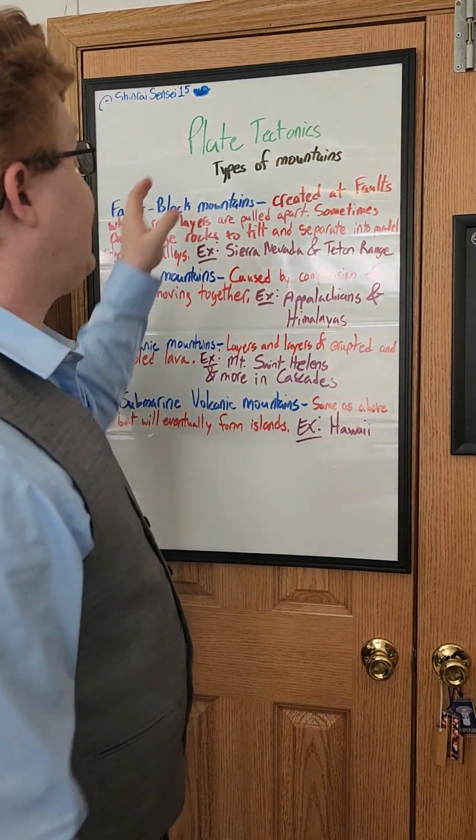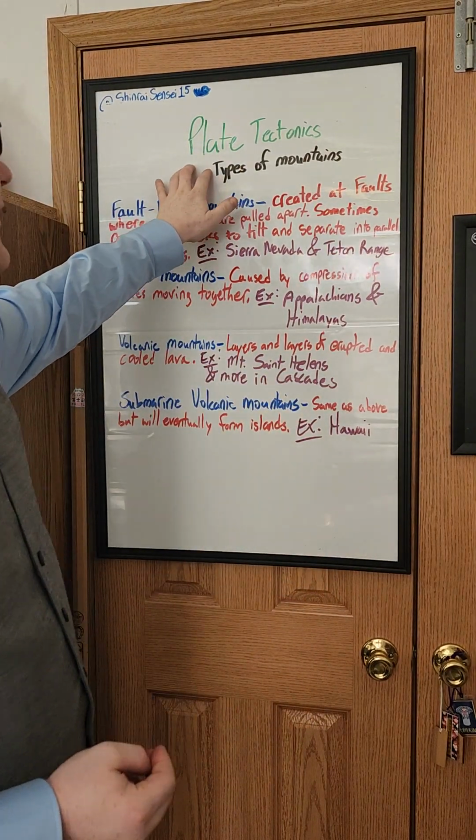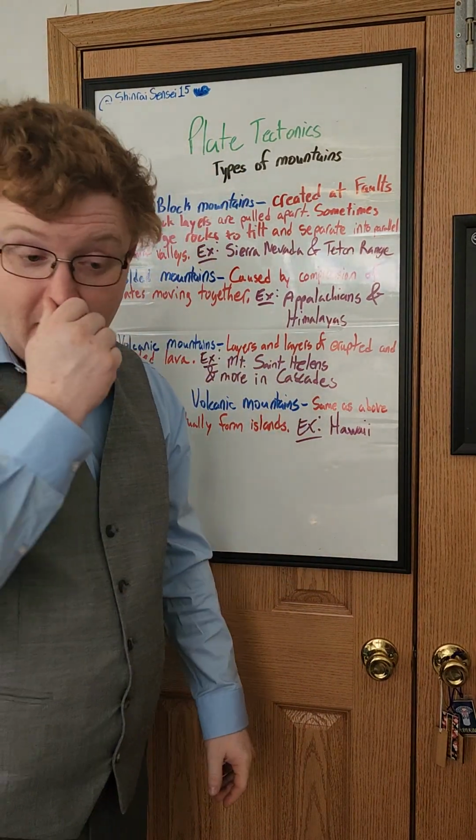Today we are going to be covering plate tectonics, also known as the theory of continental drift, and specifically we're going to go over the types of mountains and mountain ranges, right?